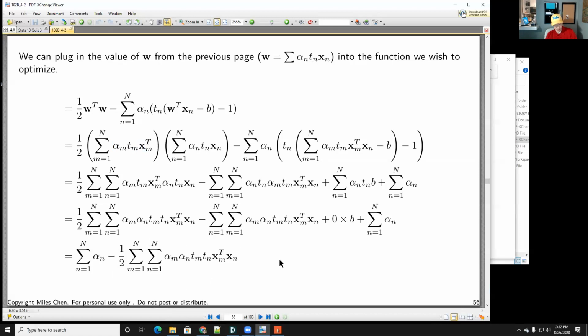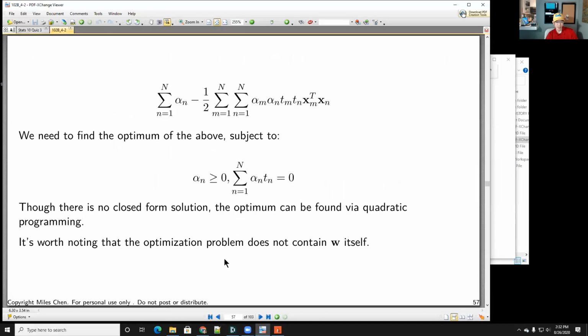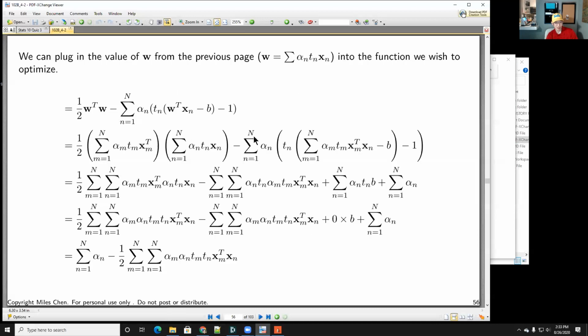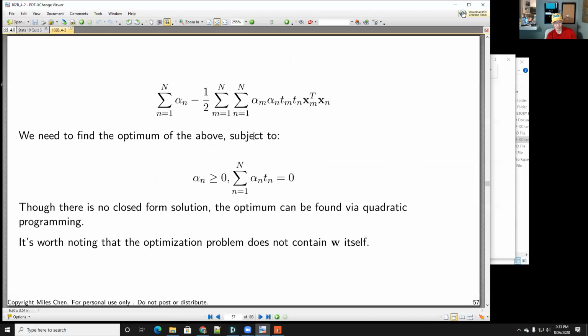Okay, so anyway, we end up with this, and we need to find the optimum of this. Again, there's no closed form solution. But it's interesting that the solution doesn't contain W itself. The solution to the margin doesn't include W. It's just a matter of these things. And we need to find the set of the alphas, right? The alphas are really the only things that we can mess around with. The set of alphas that will do this.